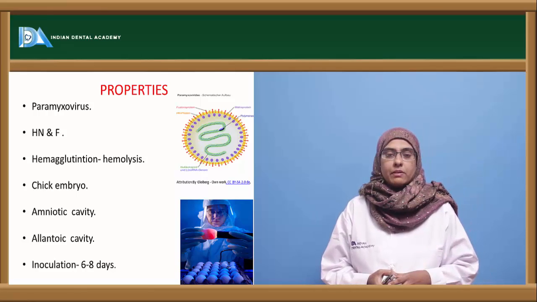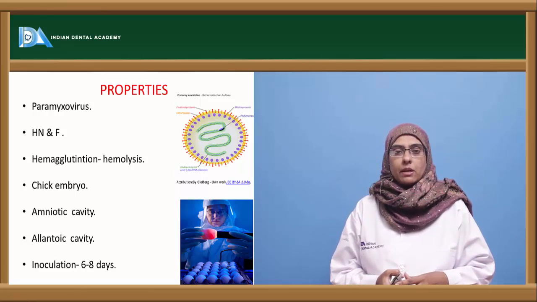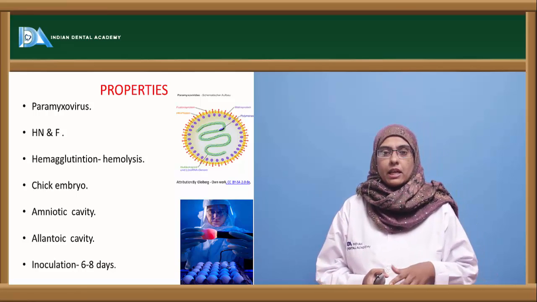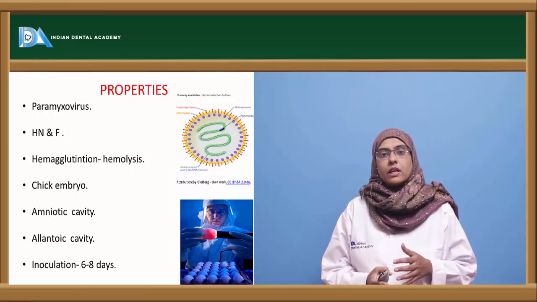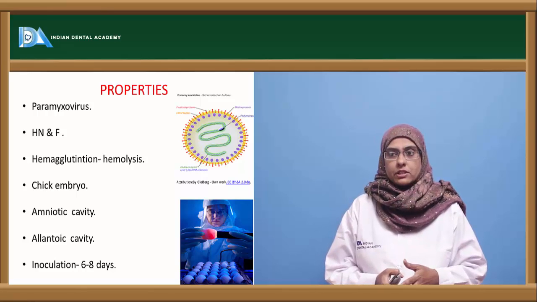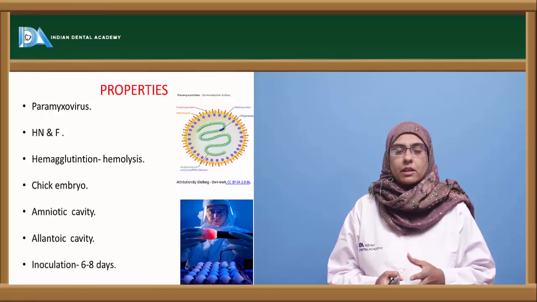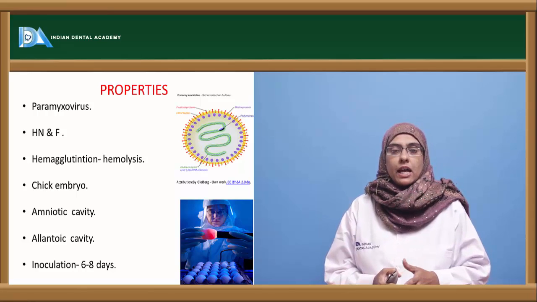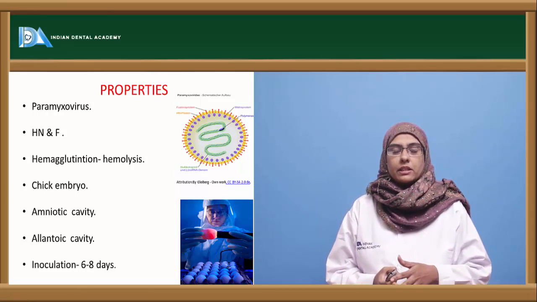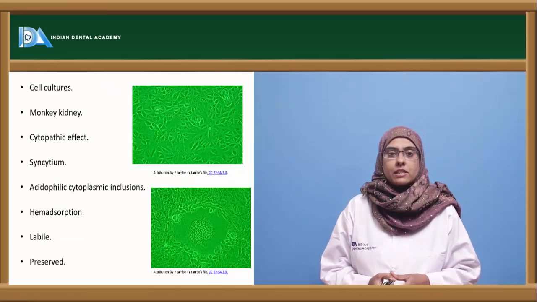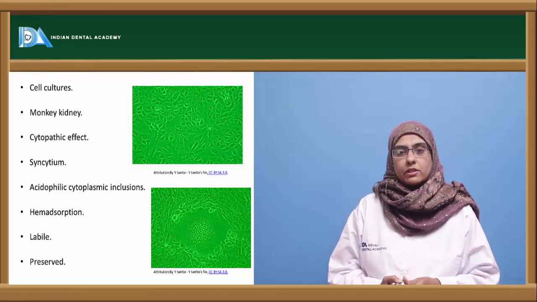This organism can be grown very well in a chick embryo, in the amniotic cavity for primary isolation and in the allantoic cavity for standardization. The inoculation is usually done in a chick embryo of 6 to 8 days and incubated at 35 degrees centigrade for 5 days.